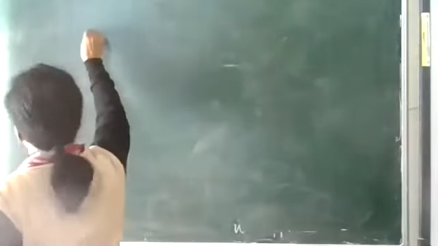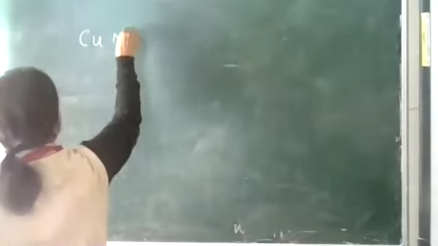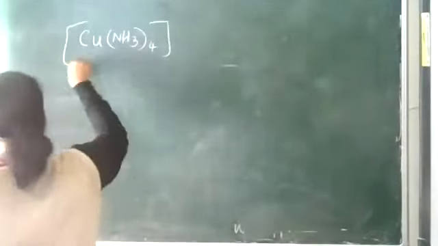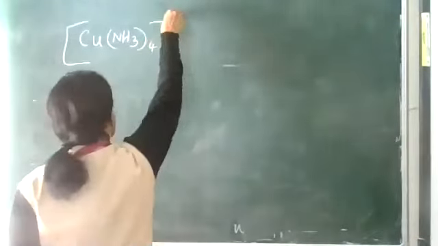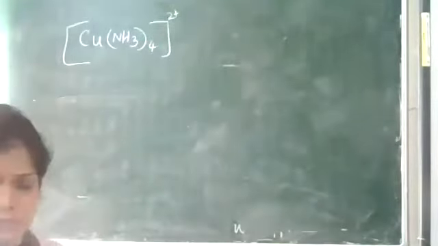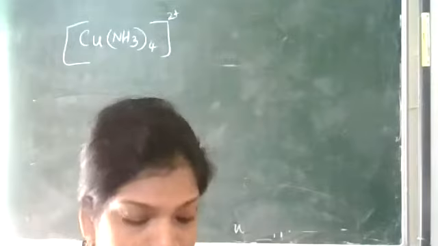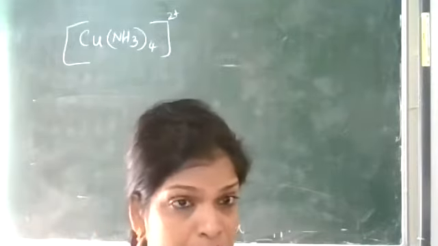For example, Cu(NH3)4 2+. This is a deep blue substance. The ammonia is coordinating to Cu2+, Cu2+ with 4 NH3.